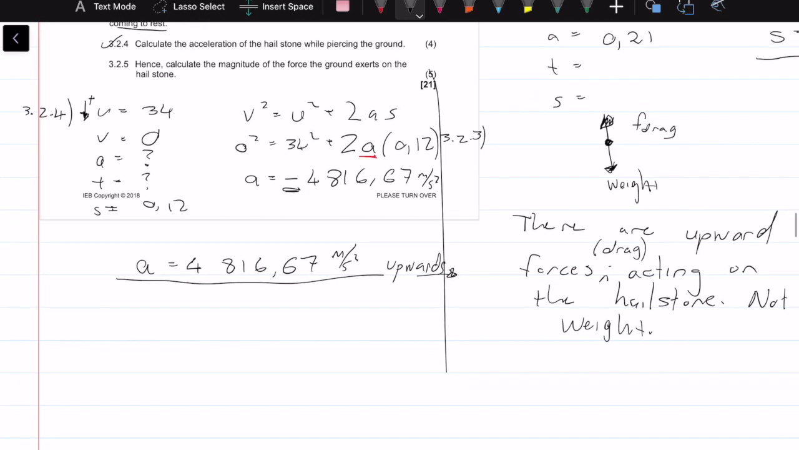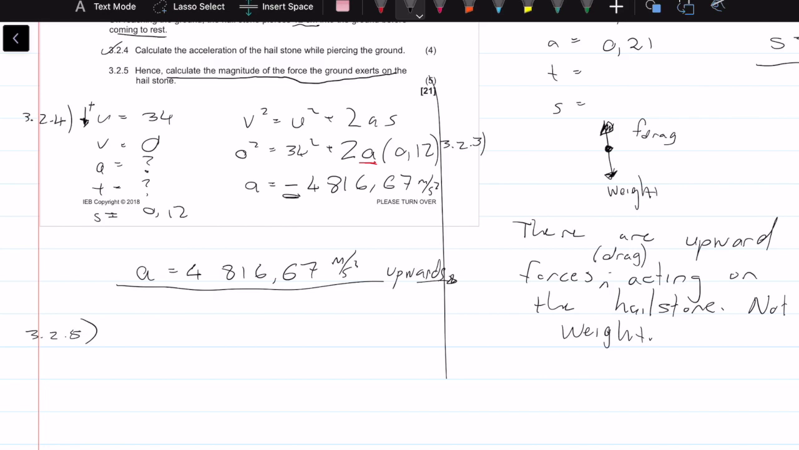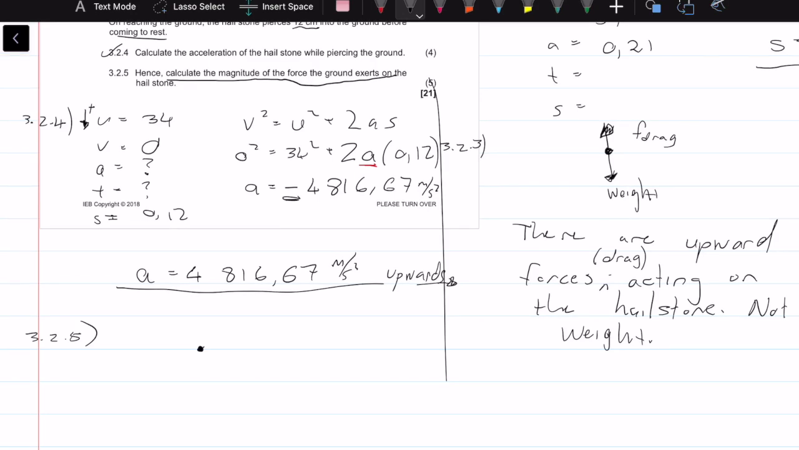Okay, last question, 3.2.5. It says calculate the magnitude of the force of the ground exerted on the hailstone. So we want the force of the ground. Let's just think about this quickly. The forces acting would be Fg, or weight. We would have force of the ground, F ground. Okay, I'm actually going to say this is weight. So what we can do is we can use the following.